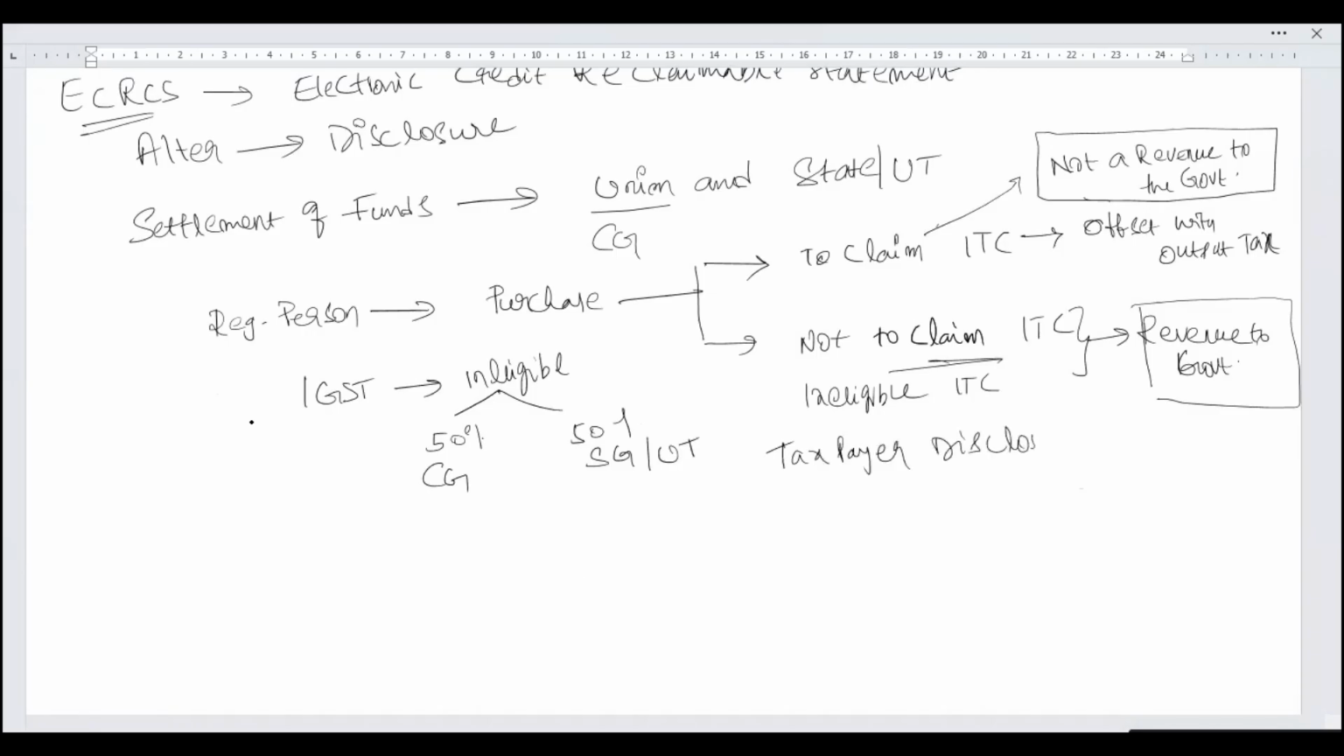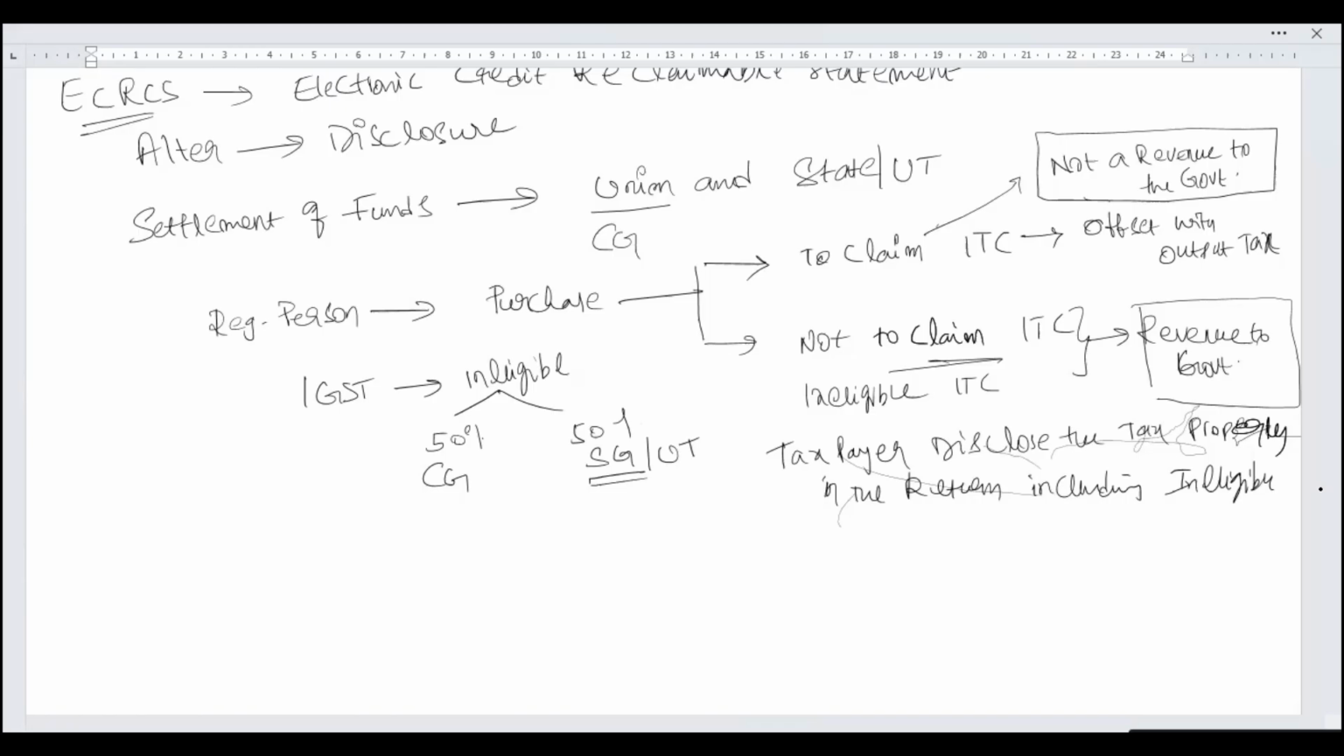discloses the tax properly in the return, including ineligible, this is where the state government gets its proper share.